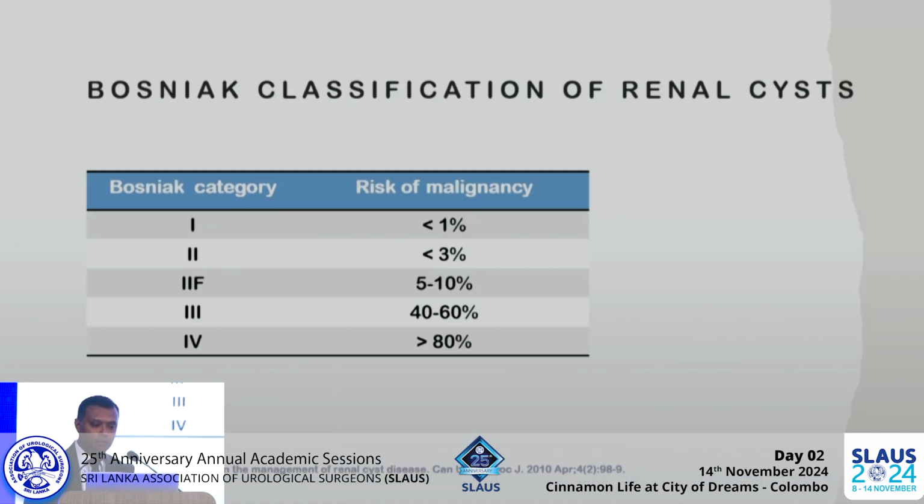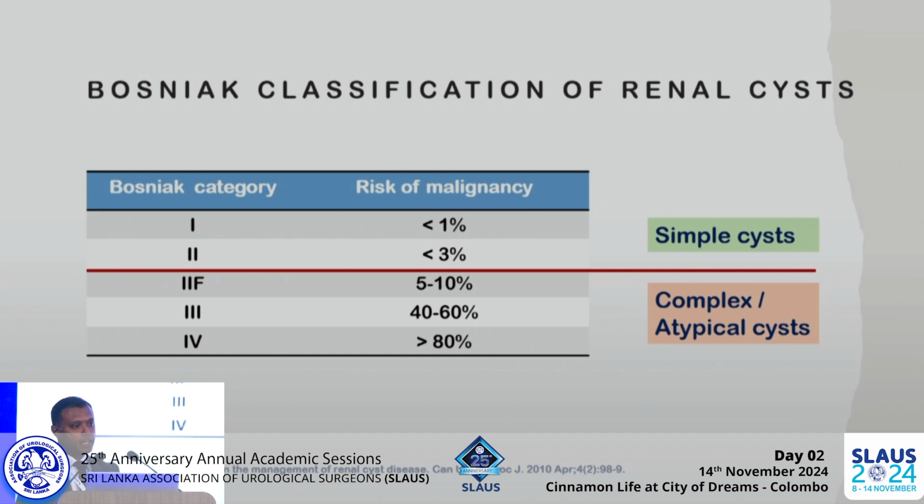If you look at the Bosniak classification, the different grades and the risk of malignancy, you could clearly see that in Bosniak 1 and 2, the incidence of malignancy is less. However, when you move upwards from 2F to 3 and 4, there is a marked rise in the incidence of malignancy, and some of these series have shown malignancy rates of more than 80% in Bosniak 4 cysts.